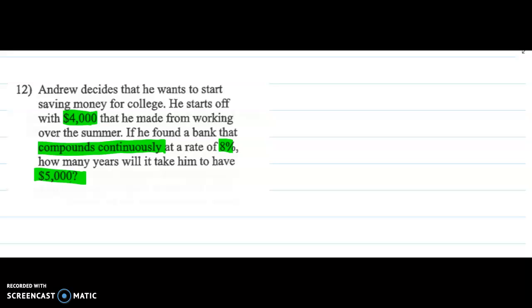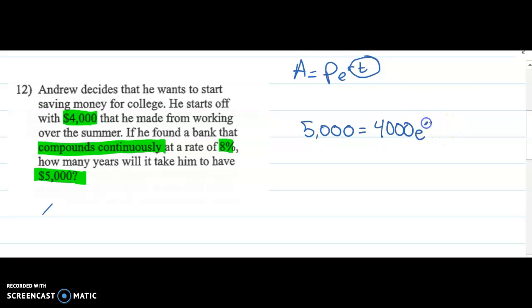So I see the compounds continuously. I immediately know I'm going to use my PERT equation, this one right here. We're solving for how many years, so I know I'm solving for this t here. So now I'm going to plug everything in. My final was 5,000. I plug that in. It's equal to my initial, which was 4,000, times e to my rate, which is 0.08, times my t, which I'm solving for.